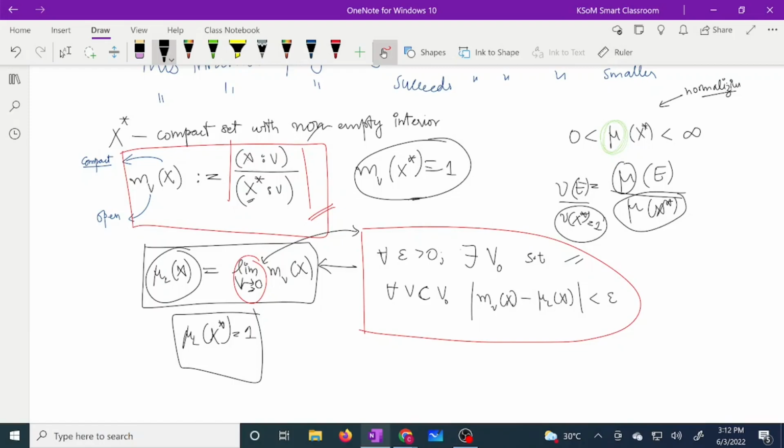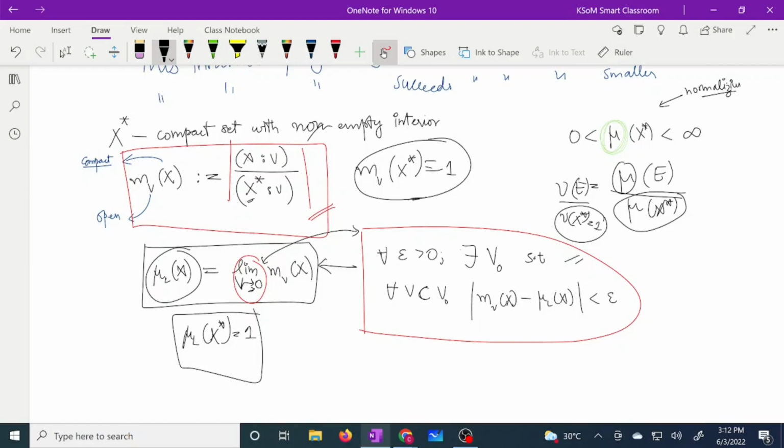Here V tends to 0. Okay, so V is fixed one? You have taken V as an open set. V is not tending to 0. For every epsilon we can find a V naught such that for every open set V contained in that V naught, that inequality will happen.